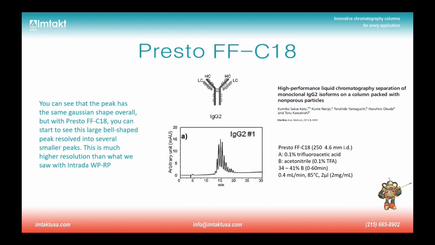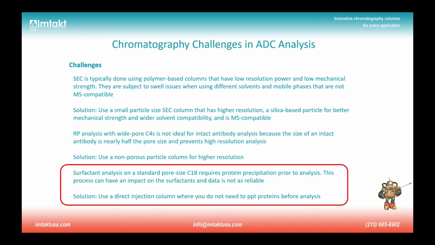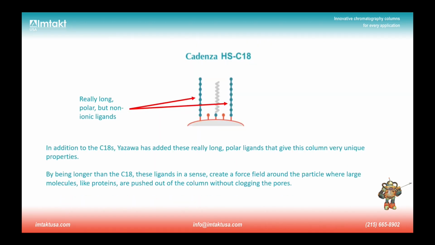So the third challenge we're going to take a look at is what do you do when you're doing protein precipitation and using a regular pore size C18? Well, why do that? We make this column called Cadenza HSC18, and it works beautifully. You don't have to do any protein precipitation. It not only saves you time, but waste in the laboratory. Imagine all those vials you're throwing away to do protein precipitation. And your data might be better because it's one less variable to have to control for.